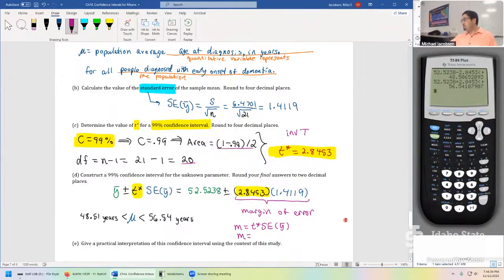So that means in our problem, to calculate it, fastest way is up arrow again, and go all the way to the far left and just start hitting delete until you get to this part right here. So that's the 2.8453 multiplied by the standard error. Multiply those two together, and that's our margin of error. Let's round this one to 2 decimal places as well to reflect the width of the interval. It's 4.02 years.